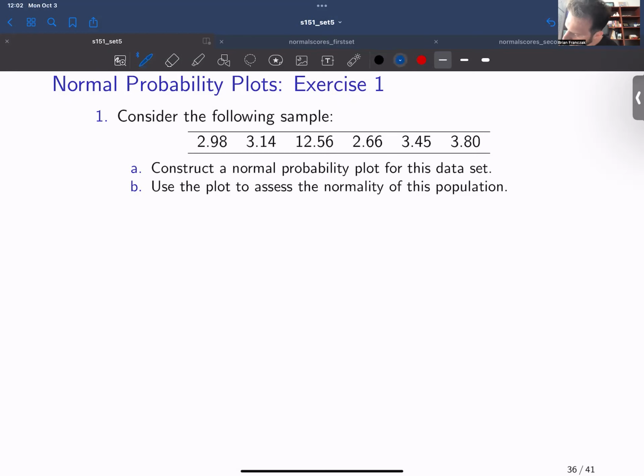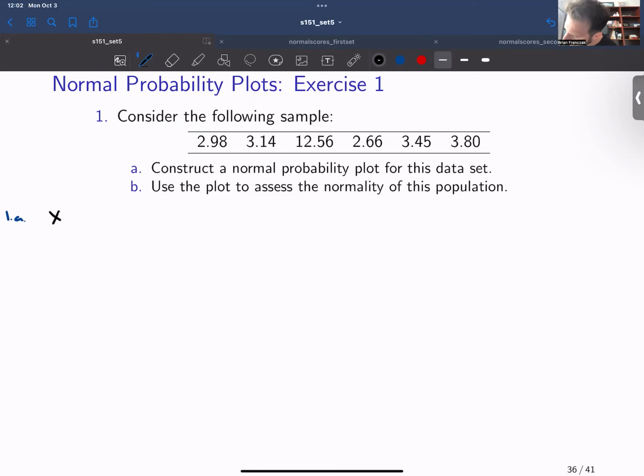All right, so in part 1A, this is just an illustrative data set. So we have 6 observations, and we want to construct a normal probability plot for this data set, and then we'll assess normality using that plot. So in part 1A, we're going to take our observations, we'll call them X, and we are going to order them from smallest to largest.